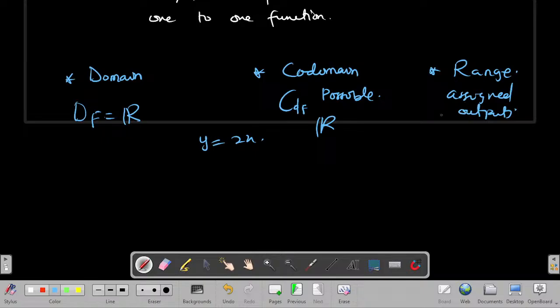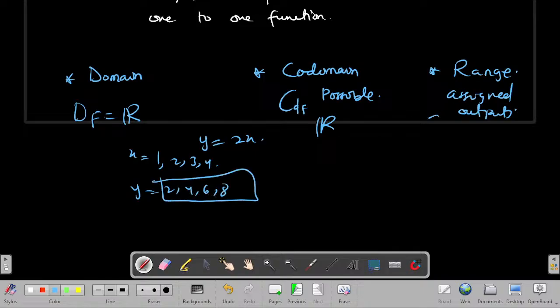Then what will range say? Range is a set of successful or assigned outputs. I can get the range over a particular domain. Given x to be 1, 2, 3, and 4, then my y will give me what? 2, 4, 6, 8. Therefore, 2, 4, 6, 8 is our range. Although 2, 4, 6, 8 is part of the codomain, the codomain is the entire output possible. So this is possible and this is successful, right?